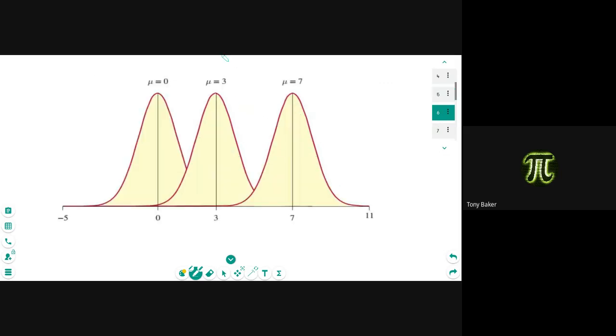My mean just tells me where the middle is. It doesn't change how much it's spread. It's just telling me where the middle piece is. So the mean of 0 is there, and 3 and 7 would be shifting it over to the right. Okay, but the lines and everything else don't actually change in that respect.